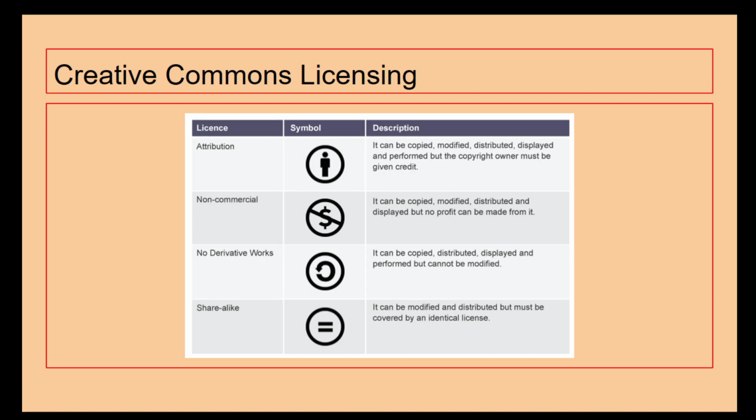We've got the different licenses there, which I'm not going to read out, you can read that, but what it allows is people to share their resources, share what they've created, but then there's some form of protection on it. So for example, in non-commercial, something can be shared, it can be copied, it can be modified, but no profit can be made from it. We have no derivative works, where something can be copied, but it can't be modified.